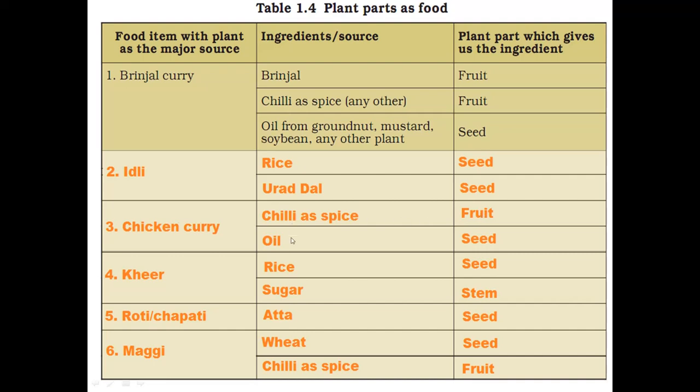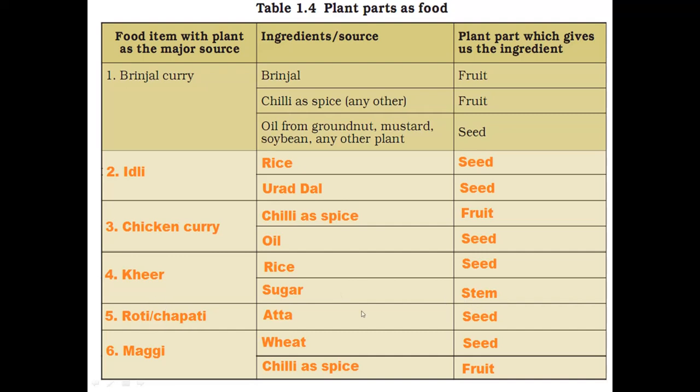There are many other ingredients also. Here we are taking only a few ingredients that we are getting from plant sources. Again, when you are preparing kheer, you use rice and sugar. Rice is an example of seed, plant part, seed. Sugar is stem. Why am I taking it as stem here? Because you know sugar is obtained from the sugarcane plant. So sugarcane is an example of stem.